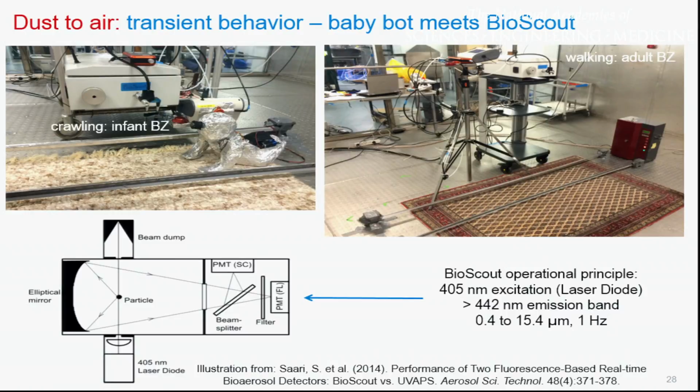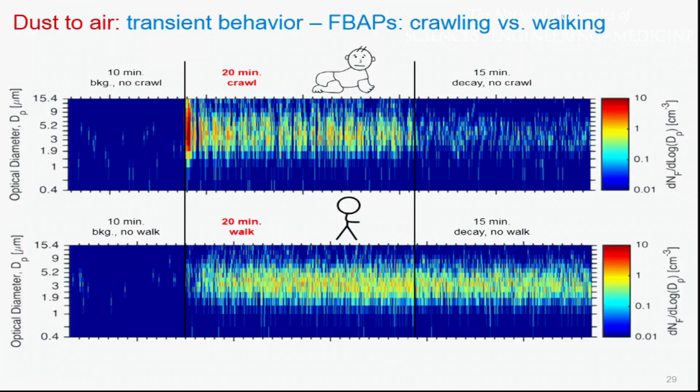of the infant, as well as the adult breathing zone. This was for walking on the same carpet, so we could compare the concentrations of these fluorescent particles for both crawling and walking. And this is just a quick example, but we see that certainly when you begin crawling, you resuspend these fluorescent particles. There's almost a burst of particles into the air. So you can see it's very much a transient process.